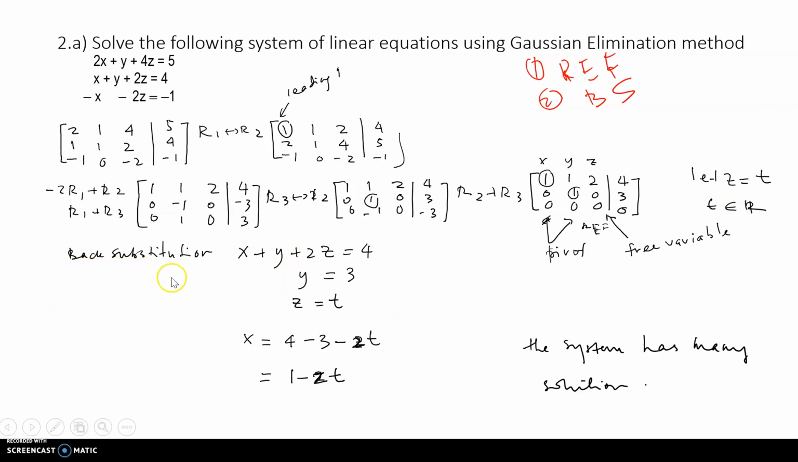Then using back substitution, you write this augmented matrix as a system of linear equations. x plus y plus 2z equals 4. You just follow this, and then y equals 3, z equals t. We have assigned this. After that, you can solve for x by back substitution. You substitute y and z into this equation, and you will get the final answer for x, which is 1 minus 2t. So this system has many solutions because it has a free variable.